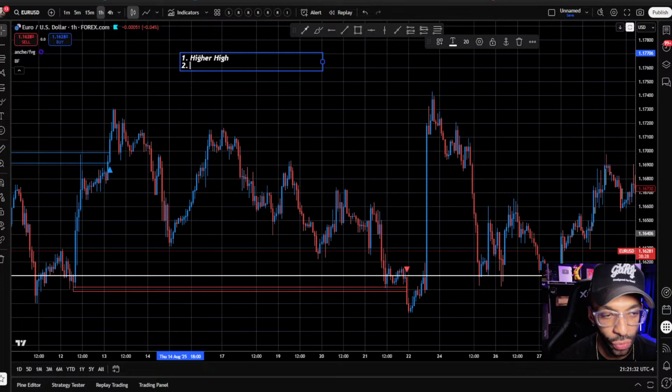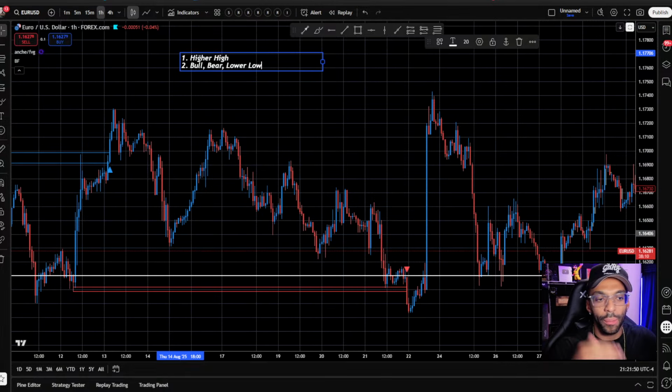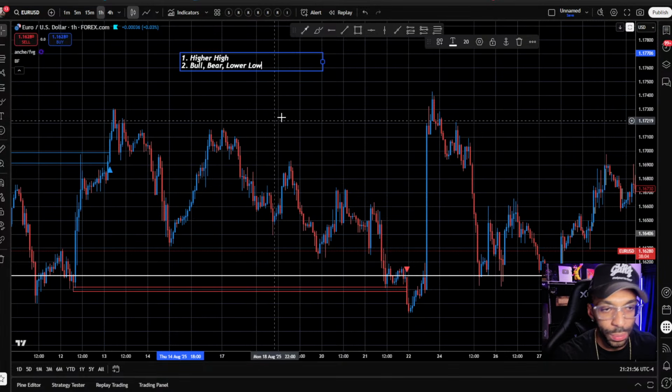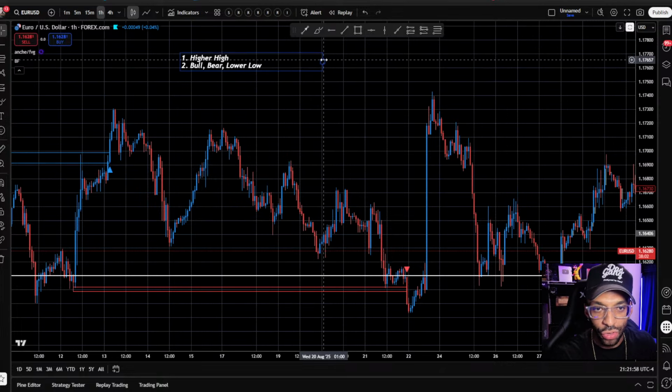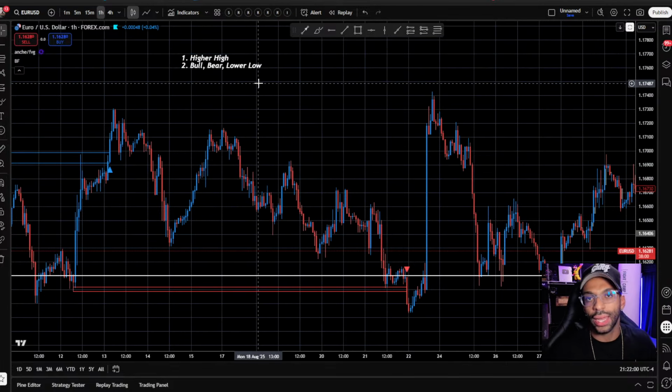What I'm looking for is a 3 candle formation. I'm looking for a bull candle, so market's going up, followed by reversal, so we got a bear candle. And then a lower low candle. So we're looking for a bull, a bear, and then a lower low, which is essentially just another bear, lower than the previous bear. So those are the 3 candles, that's the 3 candle formation that we're looking for.